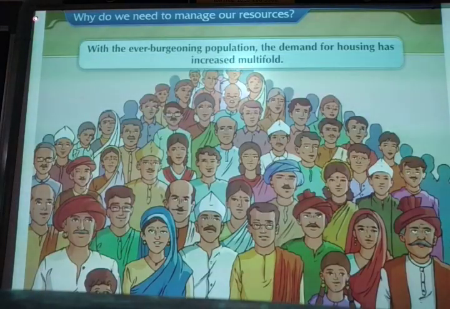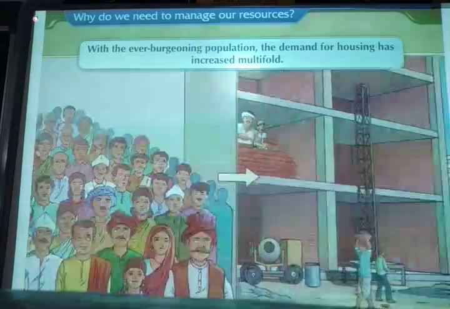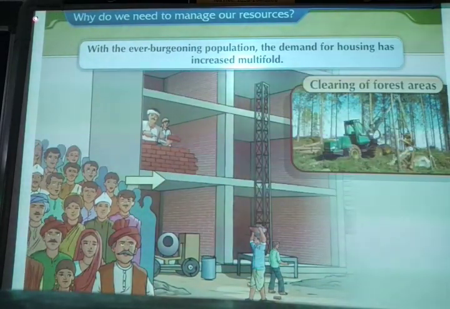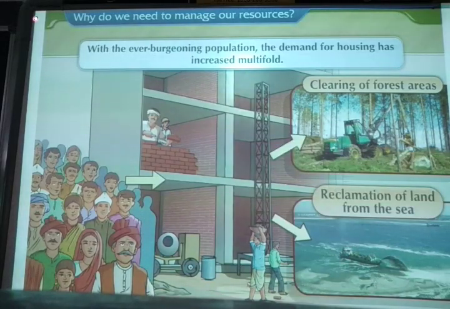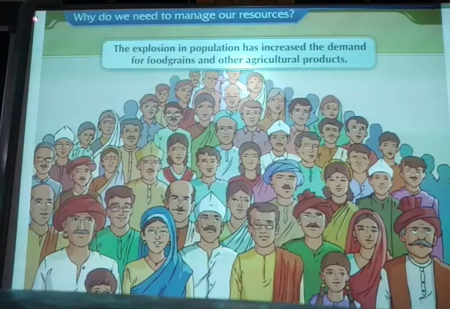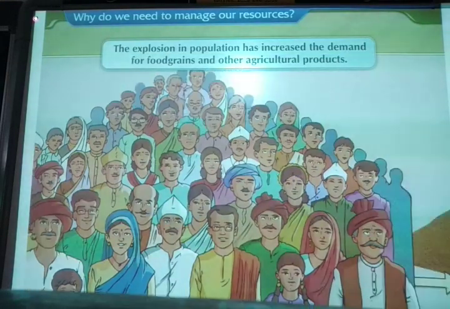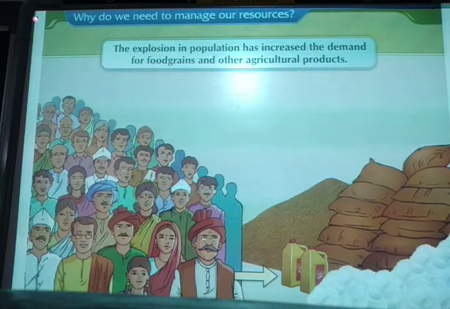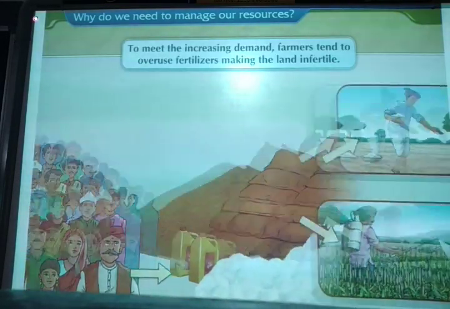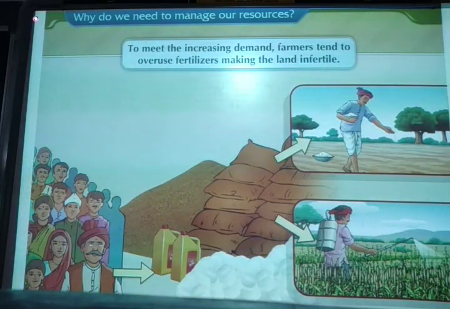With the ever-burgeoning population, the demand for housing has increased multifold. This has resulted in clearing of forest areas and reclamation of land from the sea. This explosion in population has increased the demand for food grains and other agricultural products. To meet this demand, farmers tend to overuse fertilizers, thereby making the land infertile.